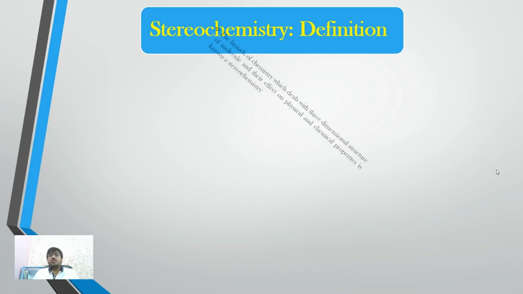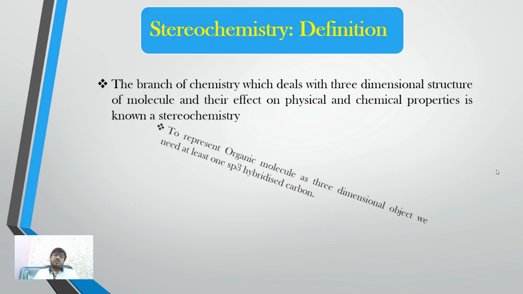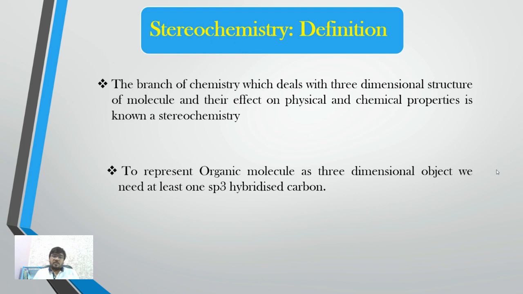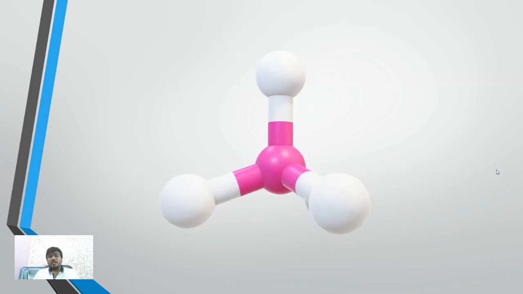So basically, what is stereochemistry? A branch of chemistry which deals with the three-dimensional structure of molecules and their effect on physical and chemical properties is known as stereochemistry. For stereochemistry, three-dimensional structure is quite necessary. As we know, an sp3 hybridized carbon atom has four groups. They are arranged in this manner.